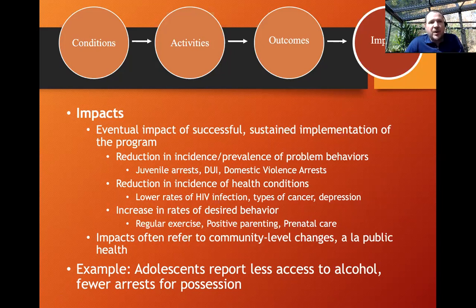You can think of the outcome as the immediate result of a program. The impact is the broader community-wide results that could occur over a longer length of time. So alcohol is less available to adolescents immediately, but as a long-term broader impact, there are fewer arrests, fewer traffic accidents, fewer DUIs, those sorts of things. Those are really measures of community level changes. That's what we look at in epidemiology and public health.